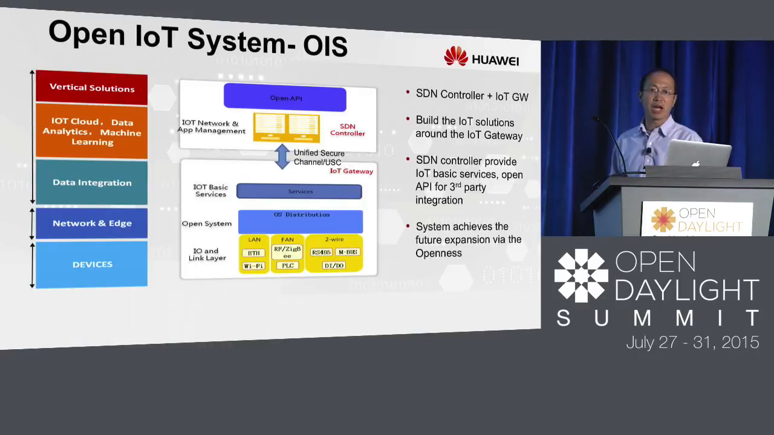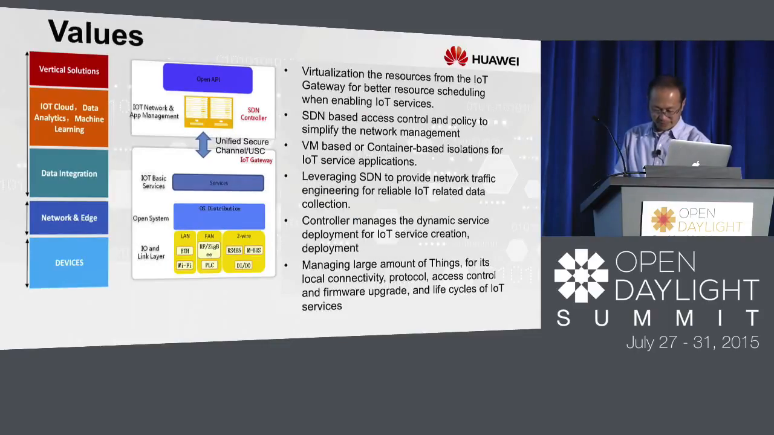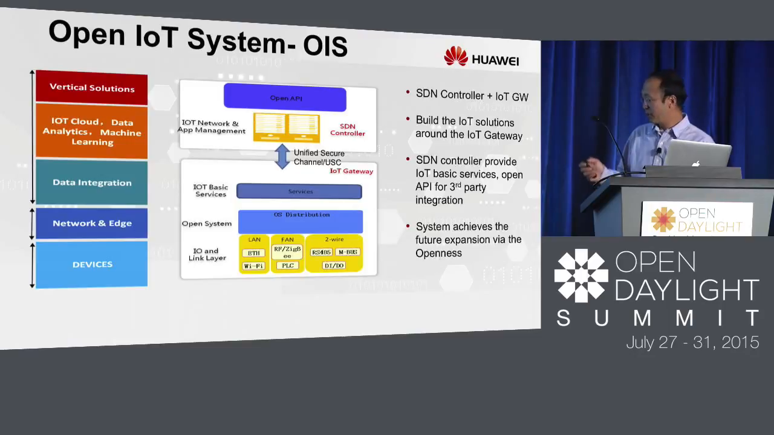We do expect other companies to also build IoT solutions around this IoT gateway. At the same time, the SDN controller will provide APIs for third-party integrations and service enhancements. In general, we think the system will support future service expansion through its openness. For typical services, for example data communication, an MQTT service will be provided in the gateway, and also simplified data aggregation, and possible data analytics capability will be deployed in the gateway as well.